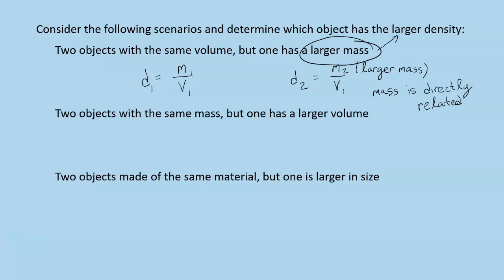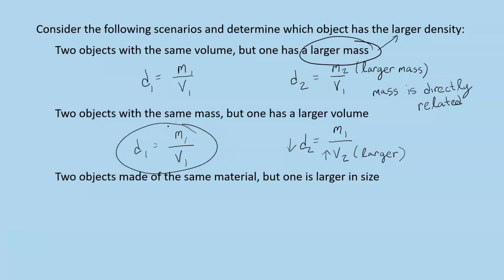Now in the second one, we've got two objects with the same mass, but one has a larger volume. So this time, the mass of the first object is identical to the mass of the second object, and what we're changing is the volume. And so again, let's assume that object 2 is the one that has the larger volume. And so because volume is on the bottom of the fraction, if volume goes up, density will actually go down. So the object that's going to have the larger density will be the one that has the smaller volume.